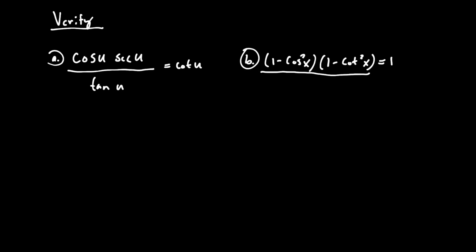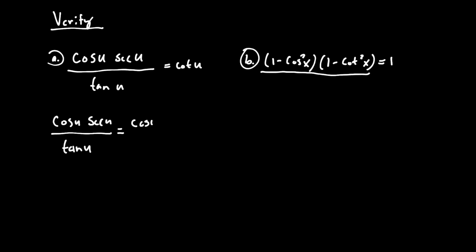Now, let's go ahead and verify the following 2 trig identities. In part A, we want to verify that cosine u times secant u divided by tan u is equal to cotan u. So let's rewrite the left-hand side real fast. This is going to give us cosine of u times secant u divided by tan u. And let's rewrite this expression in terms of sine and cosine.